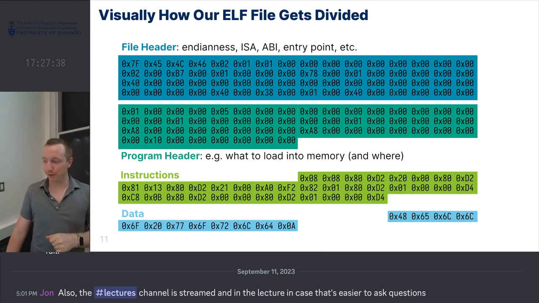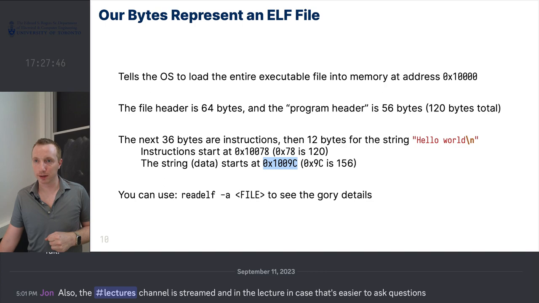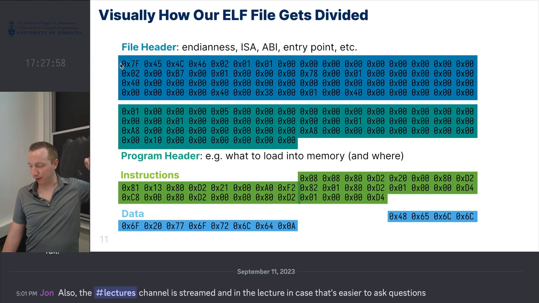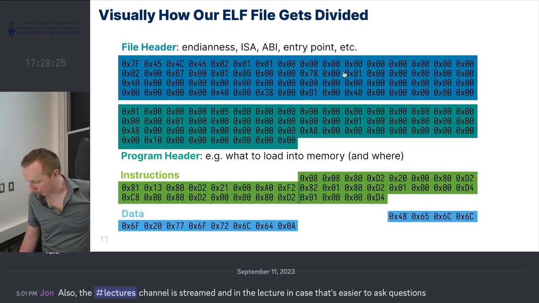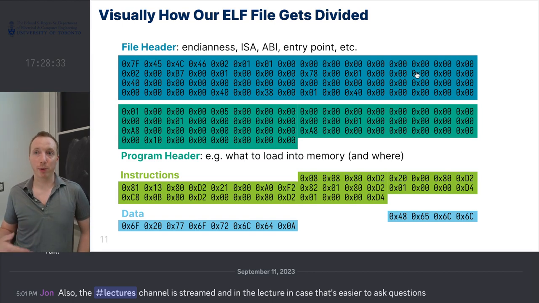So here's visually what that ELF file looks like. Oh, the question is what tells it to actually start at this address? So in the file header itself, which is the first 64 bytes, I won't go into detail about what bytes represent what, but some of the things you get told are the endianness of the instructions, the ISA it runs on, and the entry point. The entry point is where you tell the operating system to begin executing. So that address, 10,078, would be specified in the ELF file here, and you can actually see it right where my cursor is. That's how you tell the operating system where to start executing from.